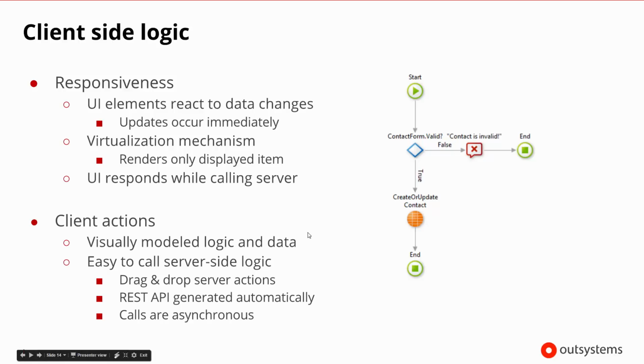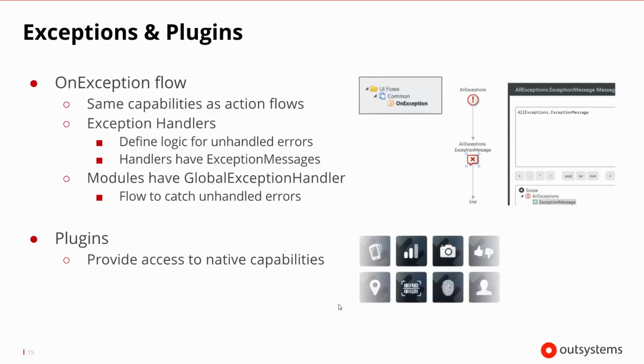We also have logic on the client side, and those are client actions. And the client actions will be modeled visually. They have a slightly different set of icons, but we're going to be using the same knowledge that we had from OutSystems 9 to be able to go ahead and model these. We'll be able to drag and drop different types of actions, including server actions. And when we call the server, those RESTful APIs will be generated automatically for us. So we don't have to worry about the communication with the server directly. And then all those calls would be made asynchronously, as we mentioned.